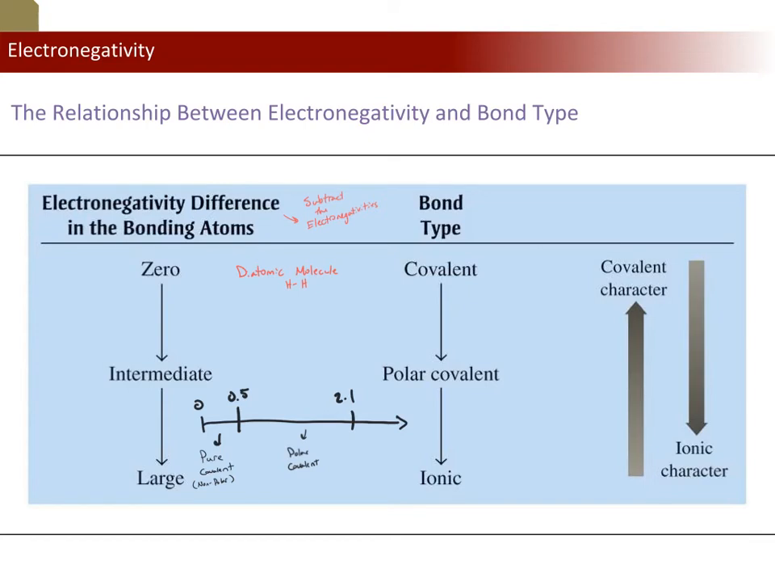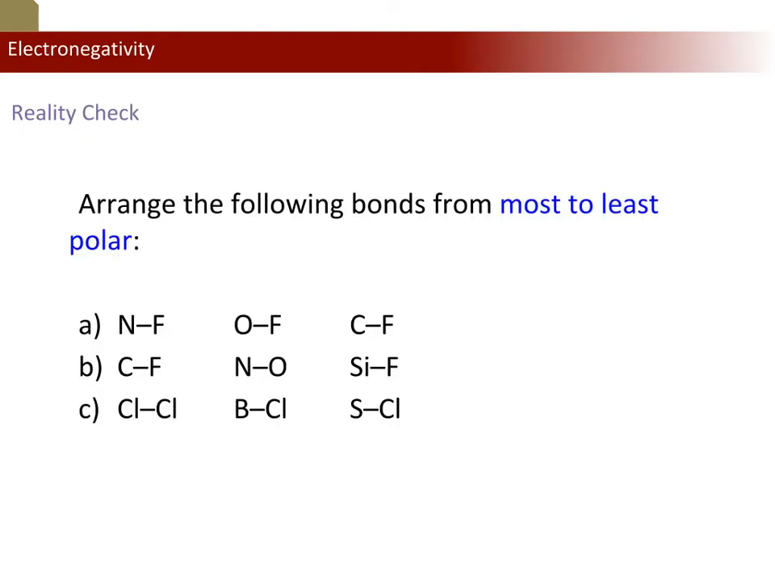But as you approach that line, it becomes less covalent and more ionic. Now, we say on the other side of the 2.1 line is when it becomes fully ionic. Let's do another reality check, and this one will be more difficult than the last one, I promise you that. It says arrange the following bonds in order from most to least polar.